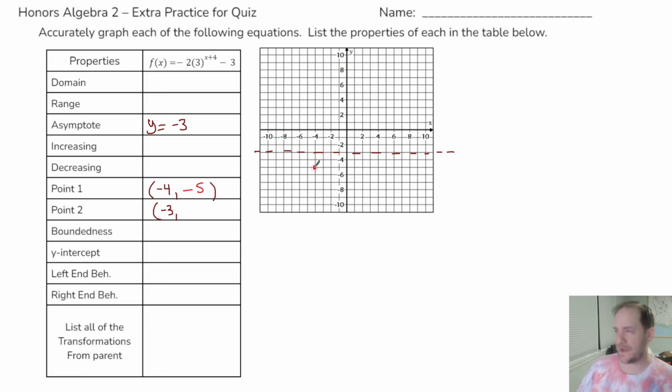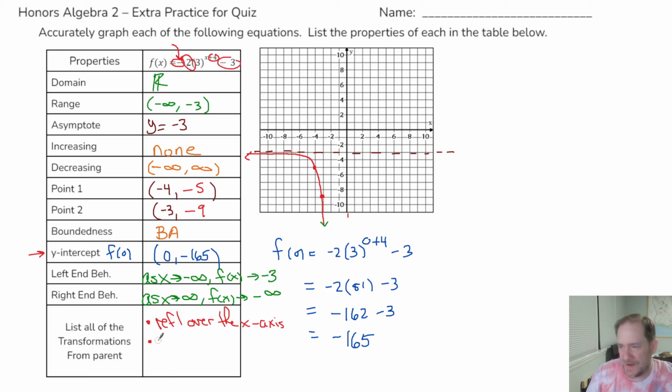And finally, we got to list our transformations. And as I look up here, I see the negative. That's its own transformation. Then the 2 is a transformation. The +4, the -3. There's 4 transformations here. First transformation is this negative sign. It's a reflection over the x-axis. And then the 2 is a vertical dilation by a factor of 2.